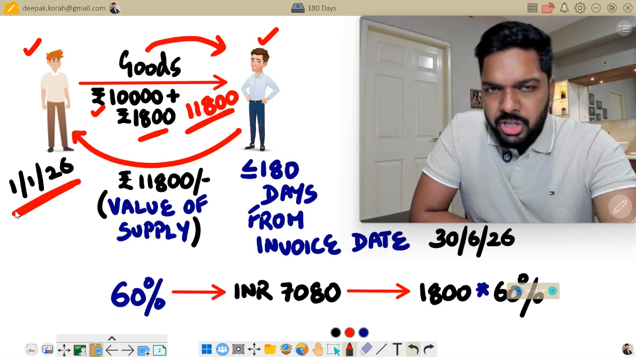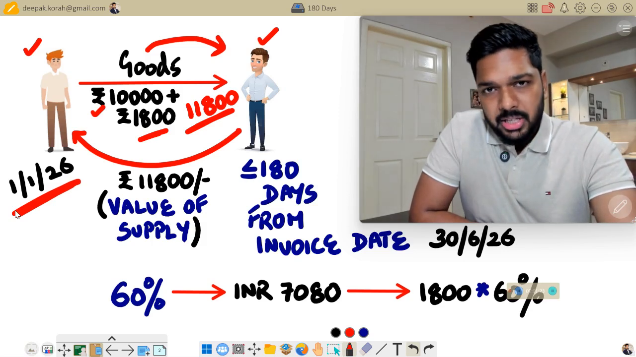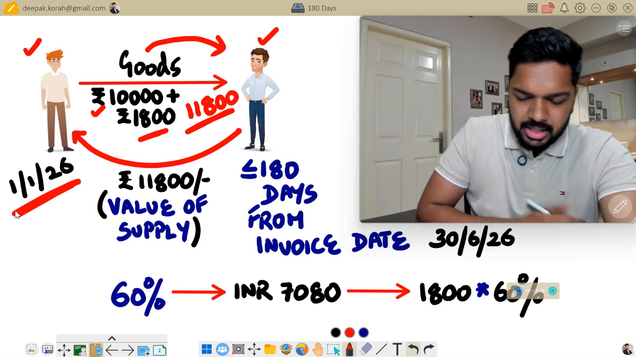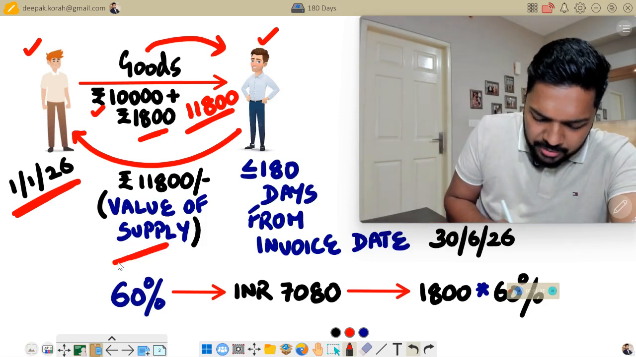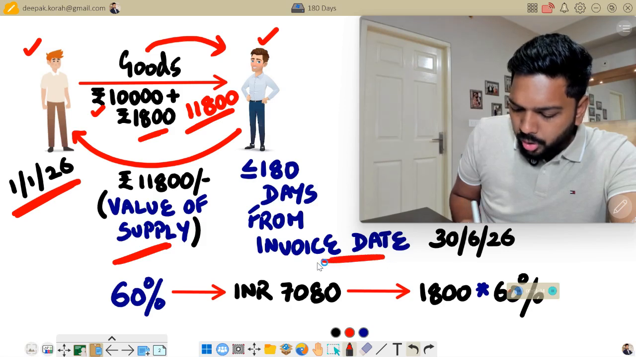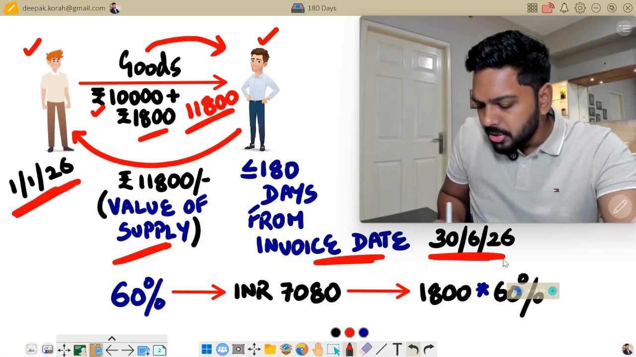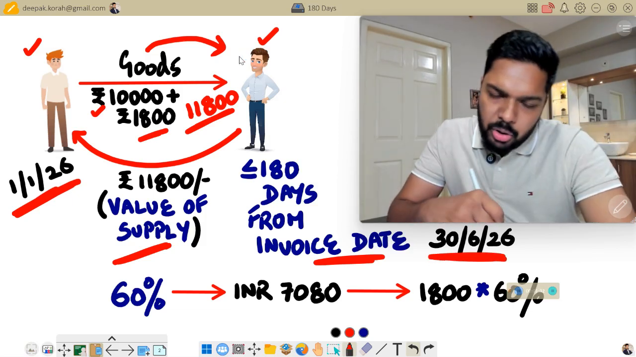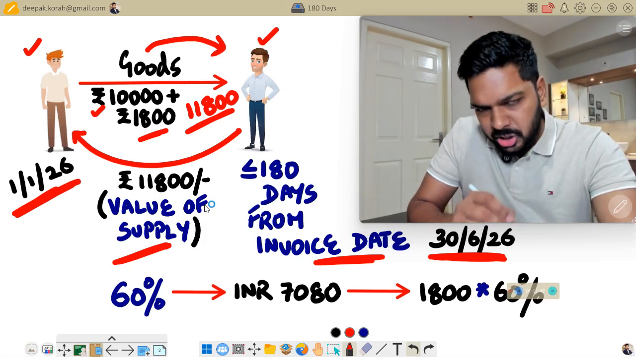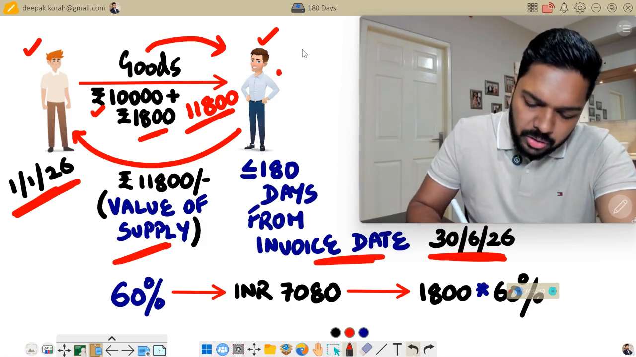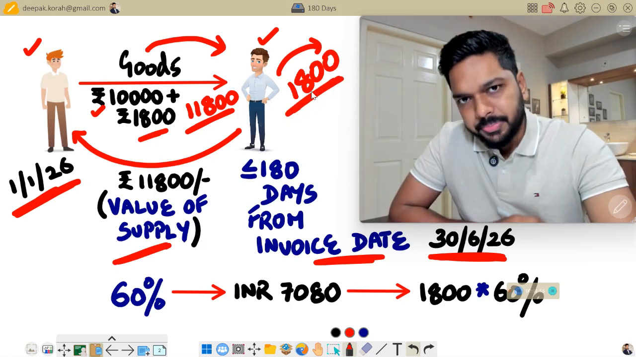Now, the provision here, as far as availment of GST input tax credit, is that the recipient is bound to make a payment to the supplier for the entire value of supply within 180 days from the invoice date. So invoice date was 1st Jan 2026. On or before 30th June 2026, the recipient is bound to make a full payment of the entire value to the supplier. And if he does not do it, the recipient is bound to reverse the GST portion on that particular invoice in his return.